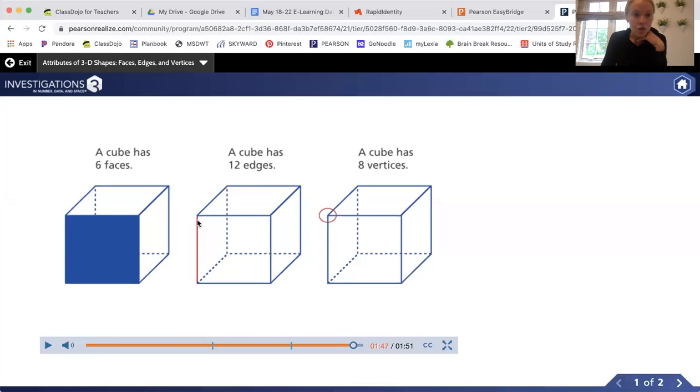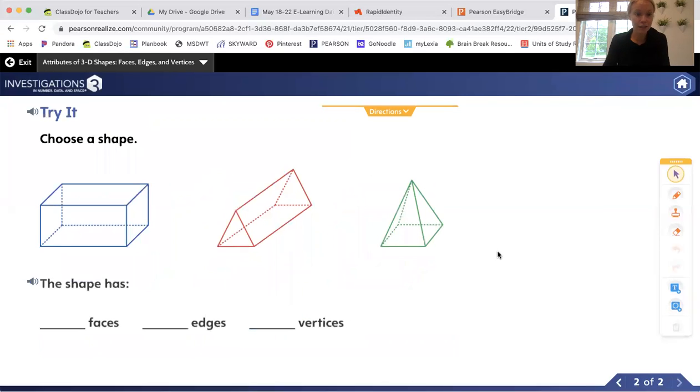The edges to me are just like the sides. So we're counting the lines that we see or the sides, but because it's a 3D shape, we're going to call them edges because that's where 2 faces meet. And then vertices, we know vertices from 2D shapes. This time, instead of just having 2 lines or sides meeting, it has 3 lines or sides meeting. So let's go to our next page.